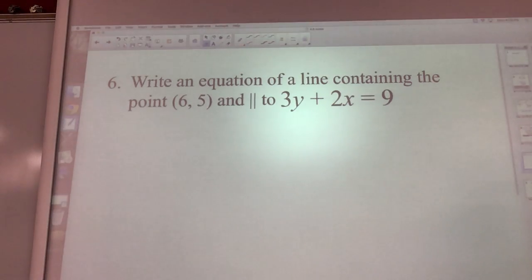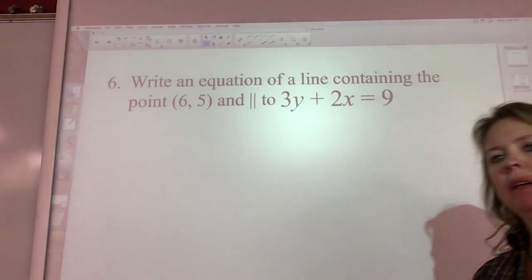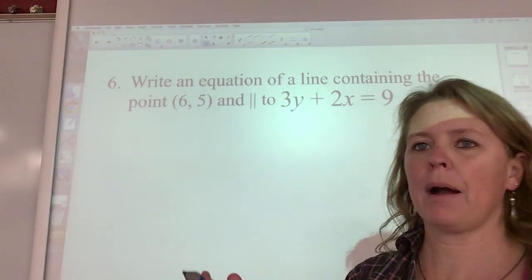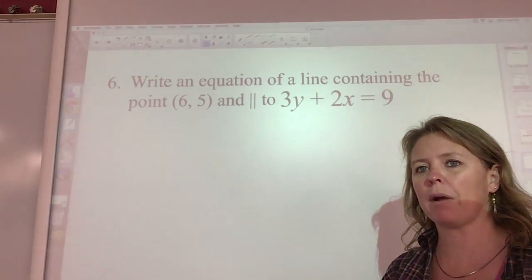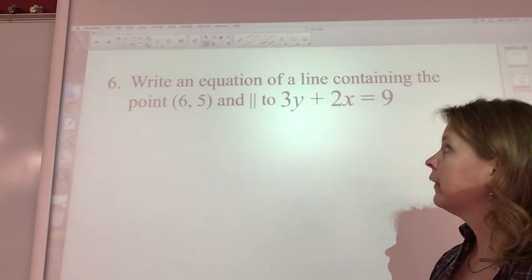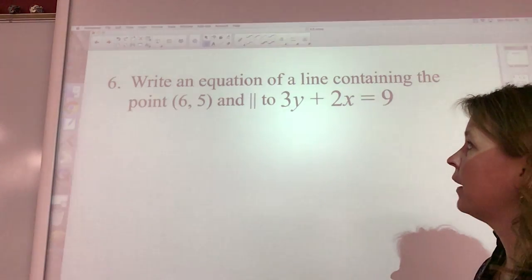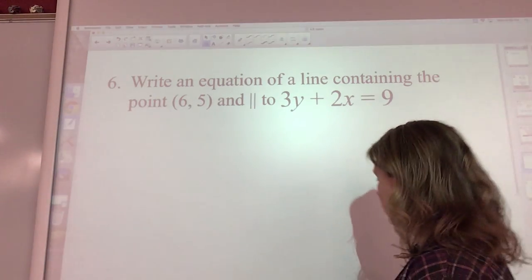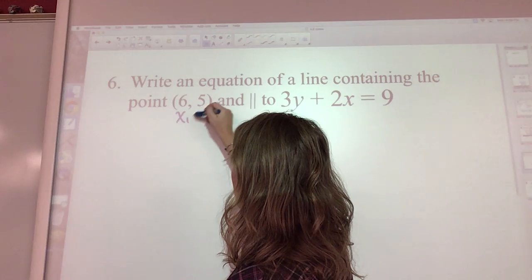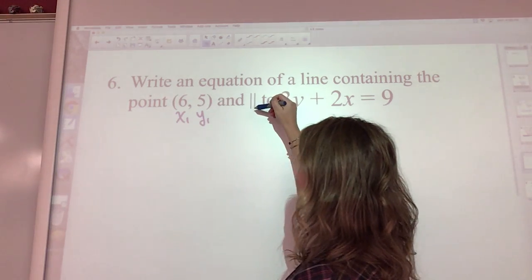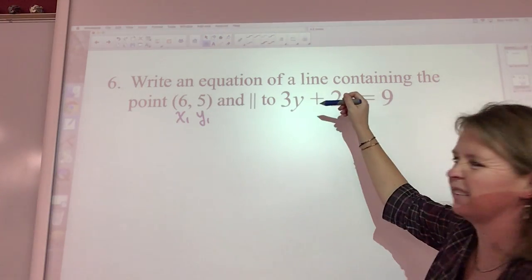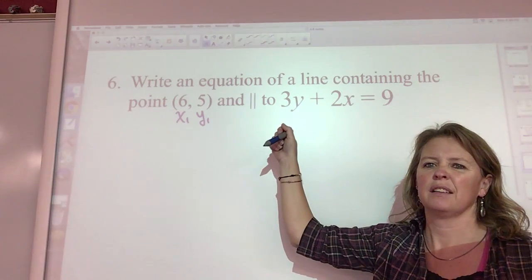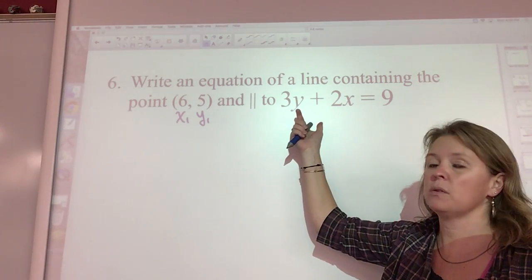One more. It's the last one. Like I said, I'm not going to do a whole bunch of these because they're kind of a review, combining one type of problem with another type of problem and making a whole new problem out of it. You know how to do each step. This one's just going to take a little bit longer. Write it down: equation of a line containing the point (6, 5), so I have my x1, y1, parallel to this line. It says 3y plus 2x equals 9.